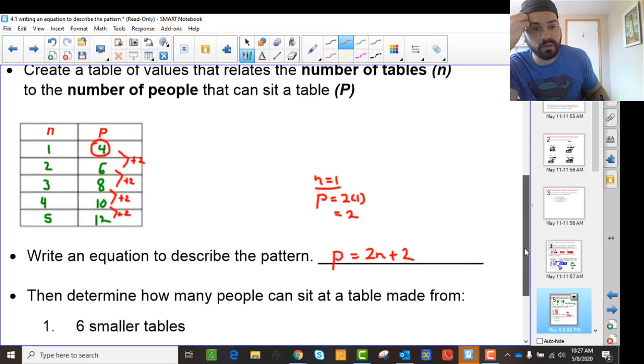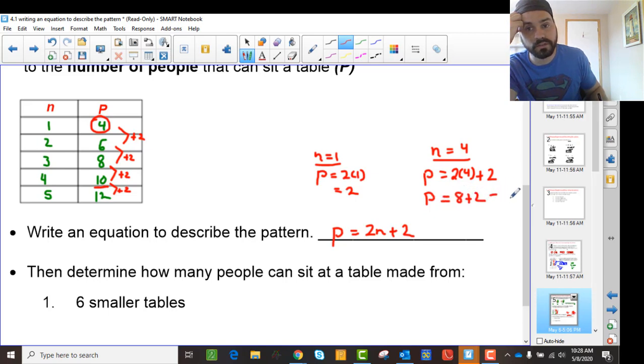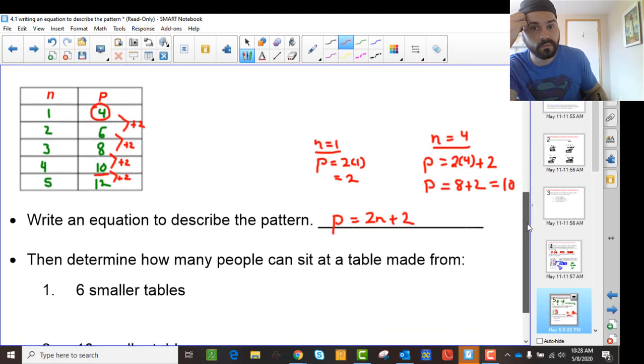And you can then check your equation. Okay? So before I go down here and use it to predict something, I can say, what about when n is 4? Does this work? So I say P is 2 times 4 plus 2. Is that going to give me 10? I would expect, again, to get 10 at 4. All right? So I get 8 plus 2, and 8 plus 2, yes, it is 10. So we say, good. That does work.